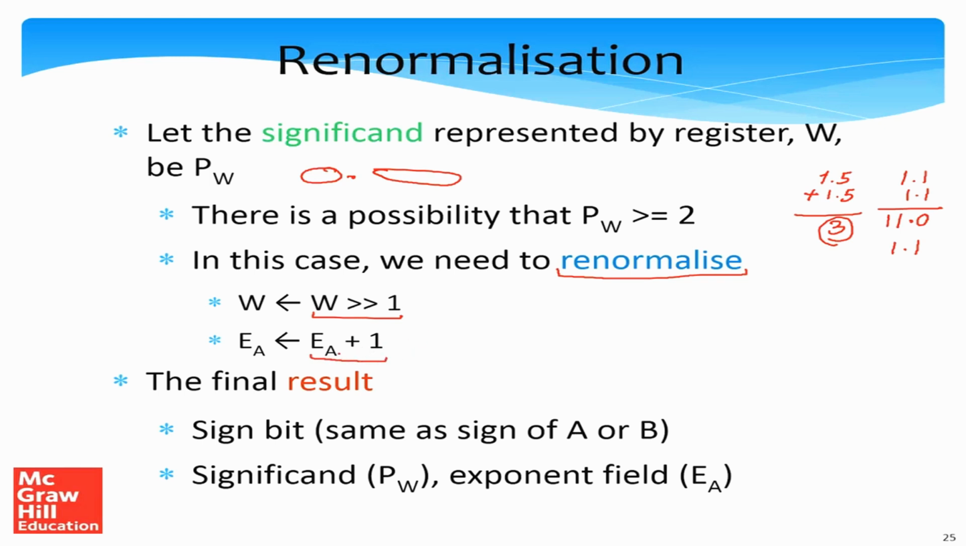Ea is the exponent of the result. So we increment the exponent by one position. So let me give a similar example in decimal.